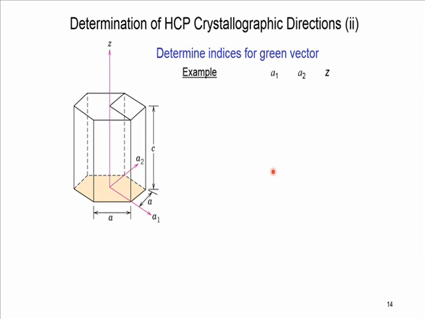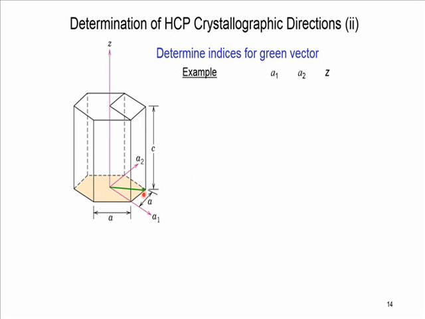And now let's solve an example. We want to find hexagonal crystallographic directions for the green vector as shown here, starting from 0, the origin, to this point. So the first step is to determine the coordinates for vector head and tail. Of course, for origin we have 0, 0, 0.